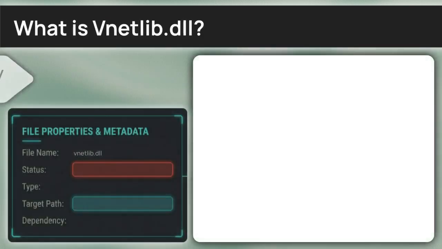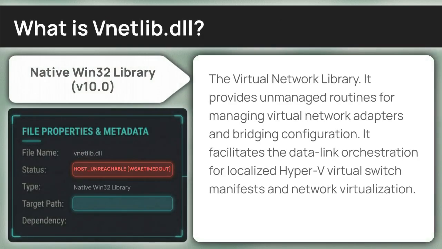This is the Vnetlib Library, the Virtual Network Library. It provides unmanaged routines for managing virtual network adapters and bridging configuration. It facilitates the data link orchestration for localized Hyper-V virtual switch manifests and network virtualization.